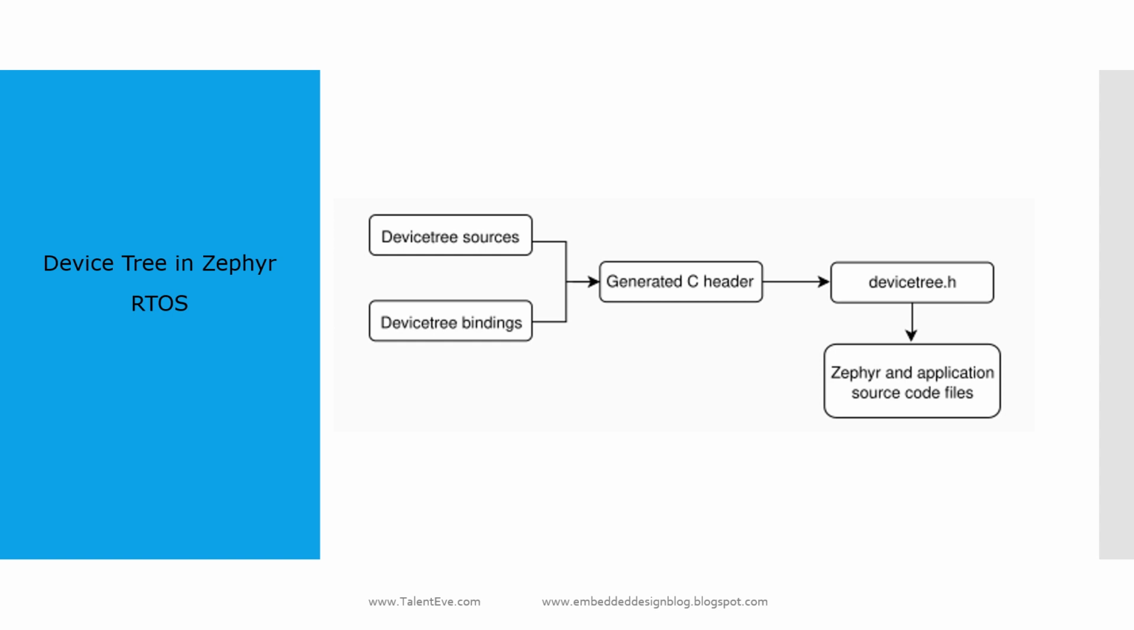Zephyr basically has two kinds of files: the device tree sources and the device tree bindings. The device tree sources contain the device tree which we talked about initially, the entire data structure, which describes the hardware and the specific data types of that, and a description of those is present in the device tree bindings. When we build this, a C header is generated from the device tree source and bindings, which results in devicetree.h. In your Zephyr code, devicetree.h is an abstraction of the generated C header from these device tree sources and bindings.